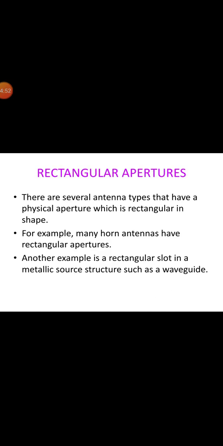And there are many types of aperture. But most of the apertures will be rectangular in shape. It may be either circular also. For example, many horn antennas have rectangular aperture. Another example is a rectangular slot in a metallic source structure such as a waveguide.